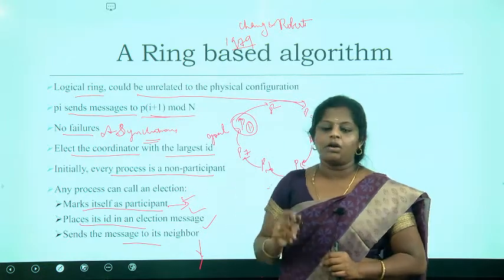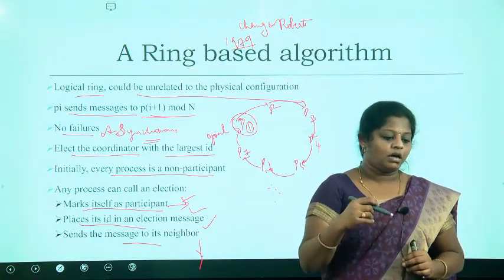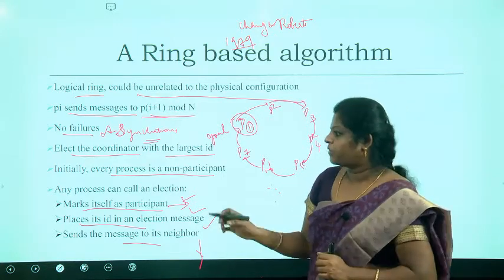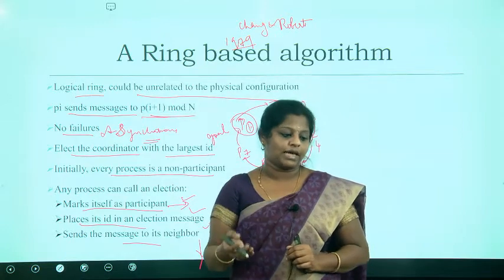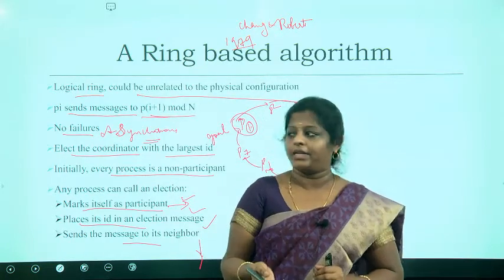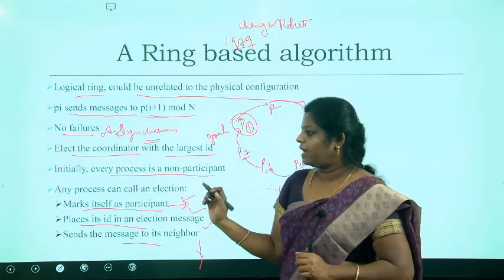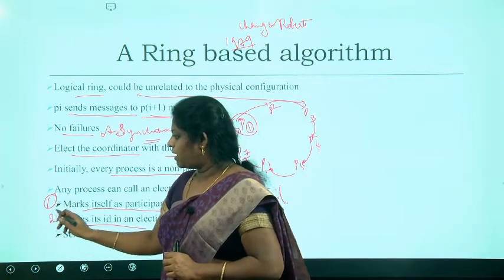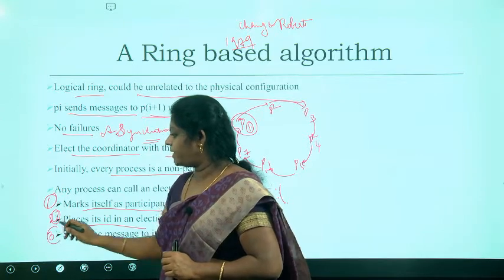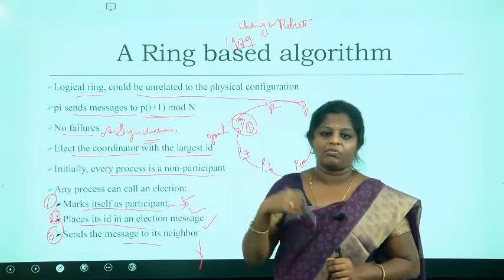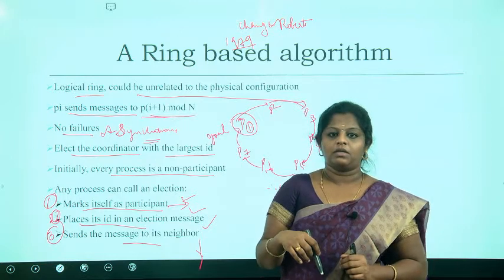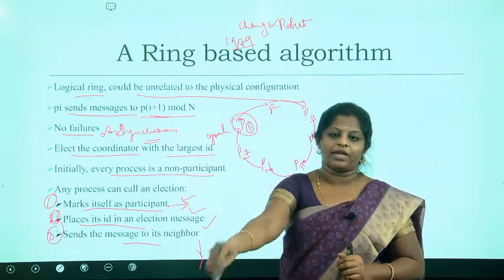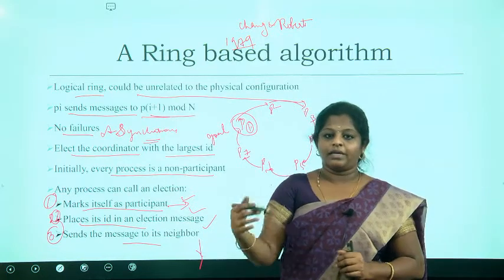Initially every process is marked as a non-participant in the election. Then any process can begin an election, and there are 3 steps to follow to begin it. The process marks itself as a participant, then places its identifier in the election message, like keeping its ID.